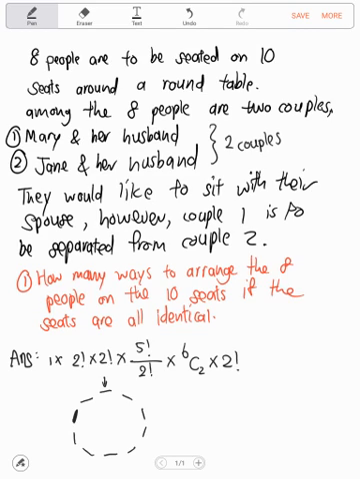Among the 8 people, there are 2 couples. Mary and her husband is one couple, and Jane and her husband is another couple. And they would like to sit with their spouse. That means the couples would like to sit together. However, couple 1 is to be separated from couple 2.